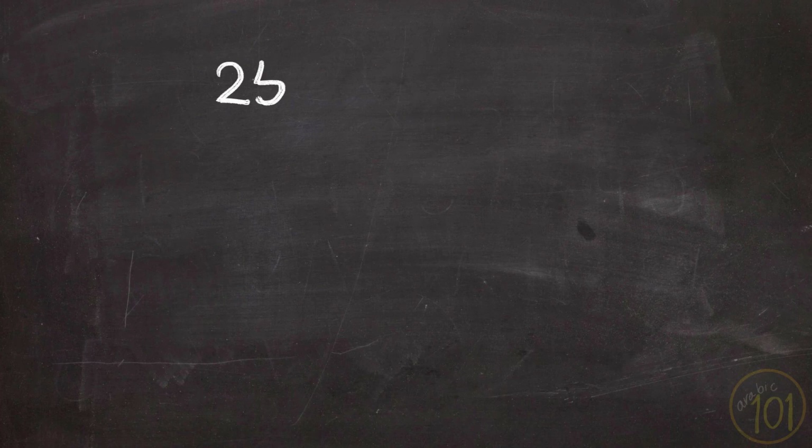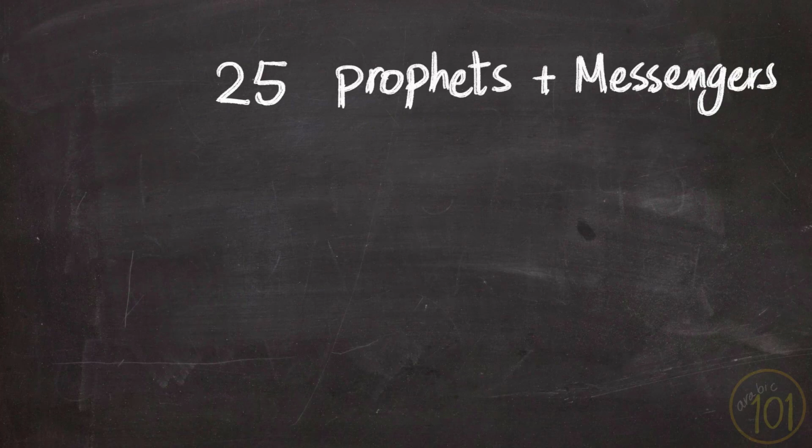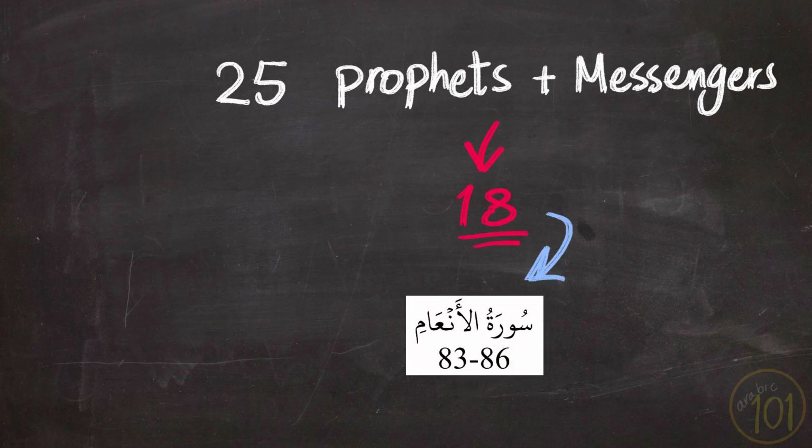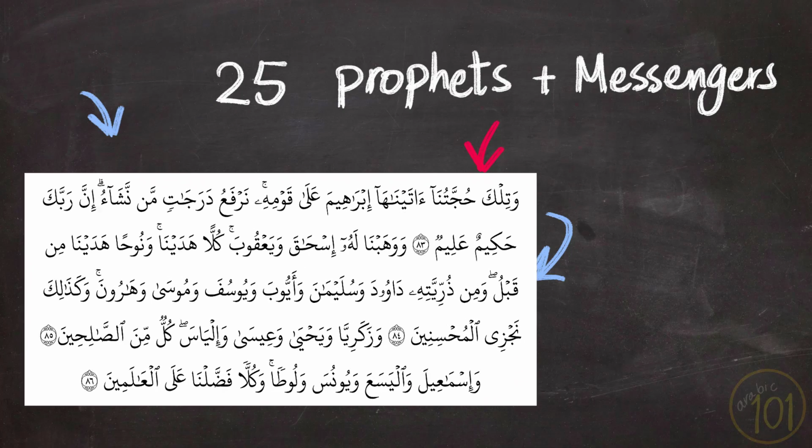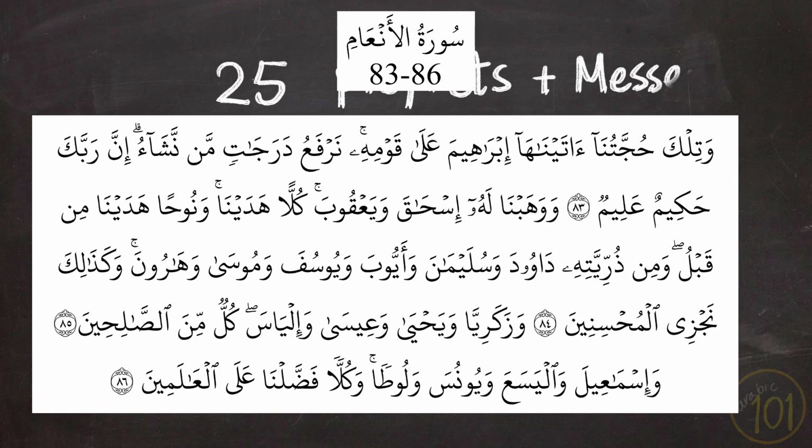Finally, out of the 25 prophets and messengers that were mentioned in the Holy Quran, there were 18 of them that were mentioned in 4 consecutive verses of Surah Al-An'am. If you want to make it easier for yourself to memorize their names and recognize them in the Holy Quran, reading and repeating these verses will help you a lot to remember and recognize these names. Can you spot the names that were not mentioned in the list of today?